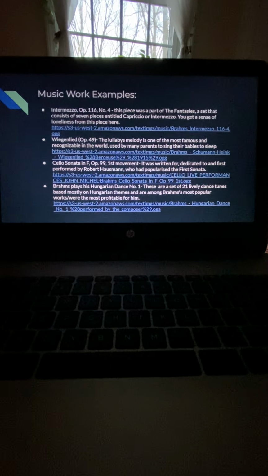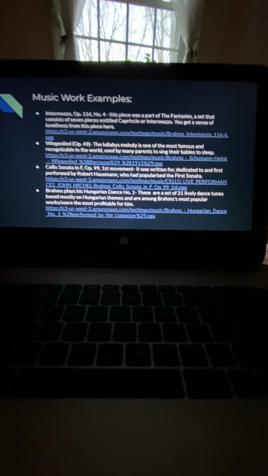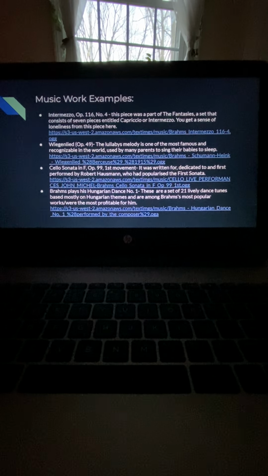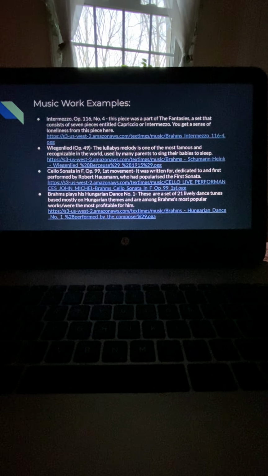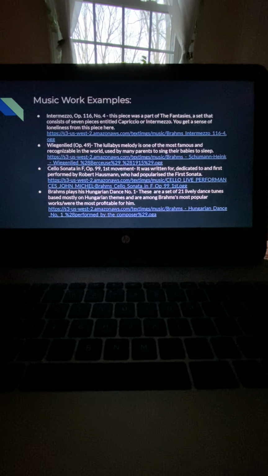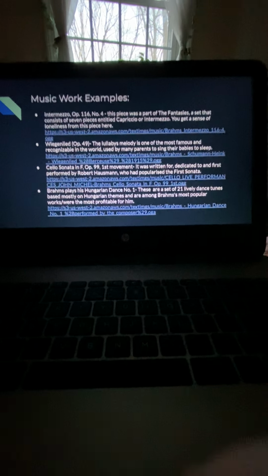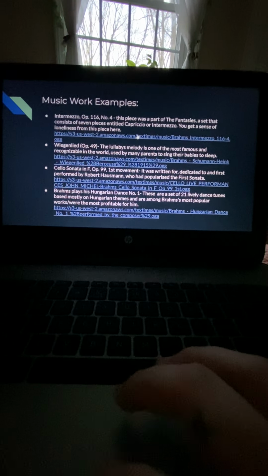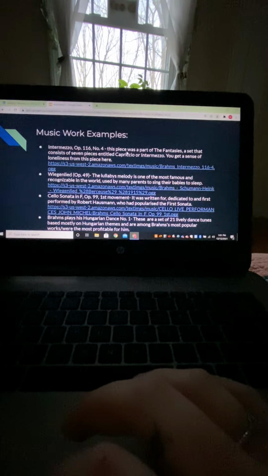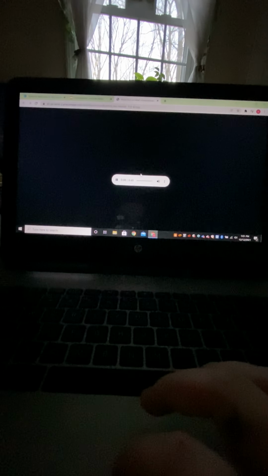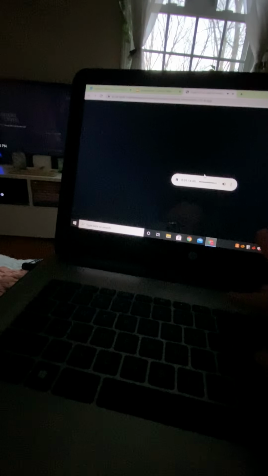Some music work examples. First one I chose was Intermezzo. This was a part of the Fantasies, a set that consists of 7 pieces entitled Capriccio or Intermezzo. And I think in this piece you find a sense of loneliness. I'm going to play it for you. Let's make sure the volume's up.